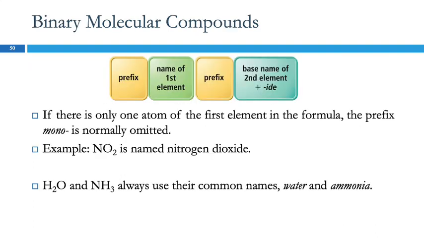So this is the pattern for naming. There'll be a prefix before the name of the first element. This is not a metal, but it kind of acts like the guy in the relationship. So just like the metal, the element name in the formula is the same. It's not going to change any endings. The second element acts like the woman, changes the ending of her name.